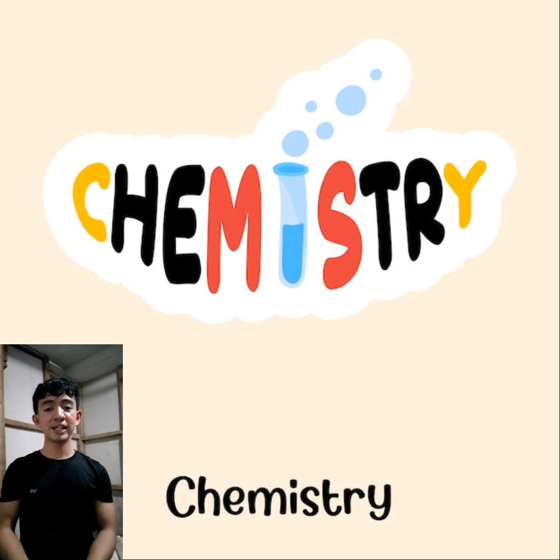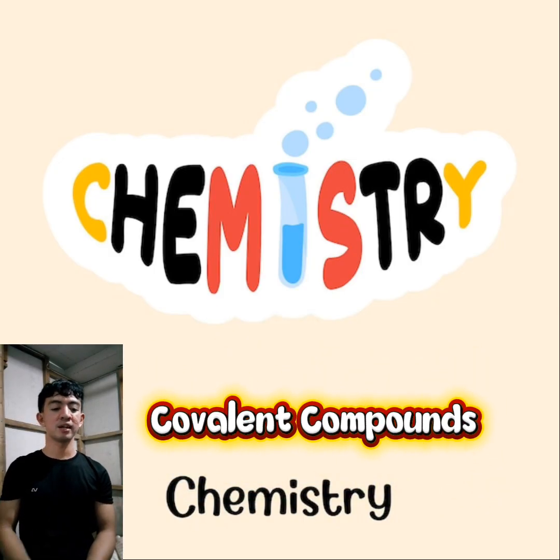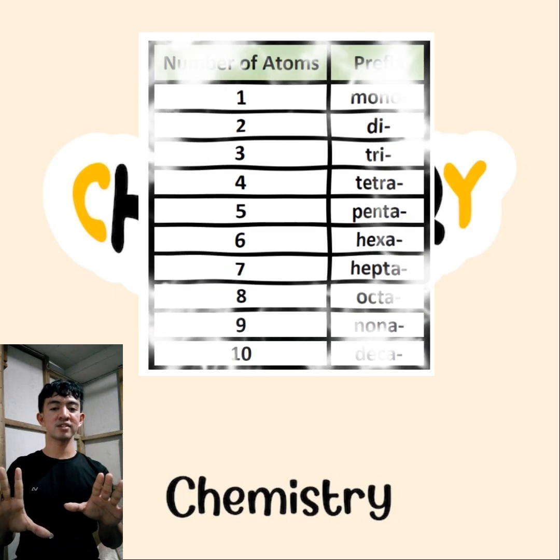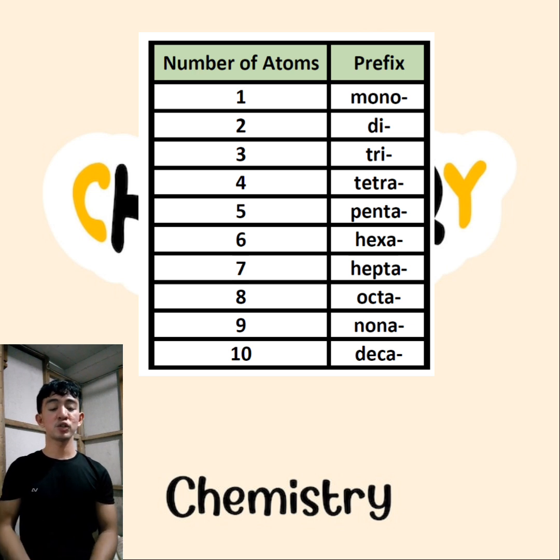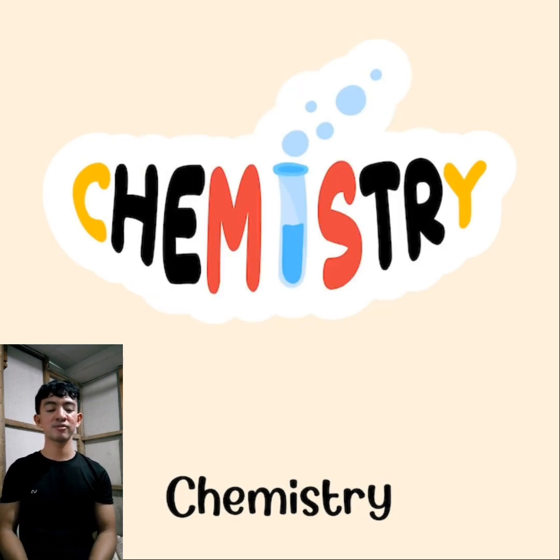So to name covalent compounds, we use prefixes. These are the prefixes that we use to name covalent compounds. We have here 1 for mono, 2 for di, 3 for tri, 4 for tetra, and 5 for penta, and so on and so forth. These prefixes are used to identify the number of atoms in the compound, usually for the first element and the second element. So let's take a look at the first example.